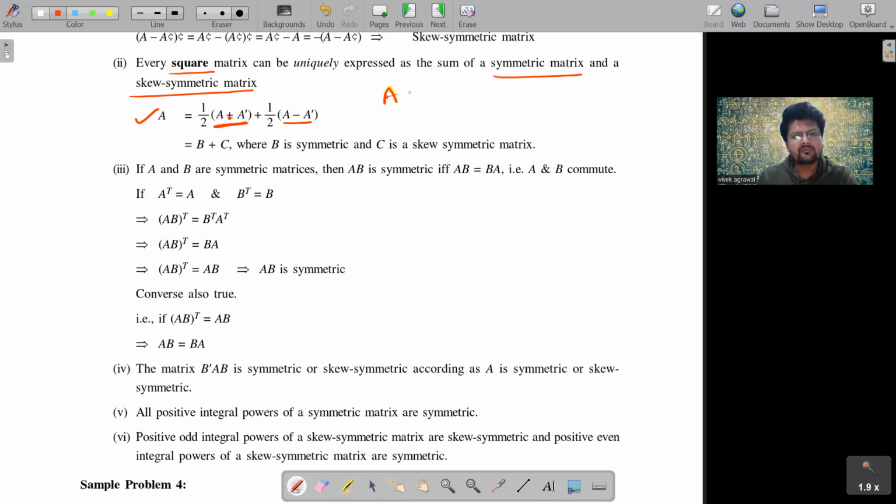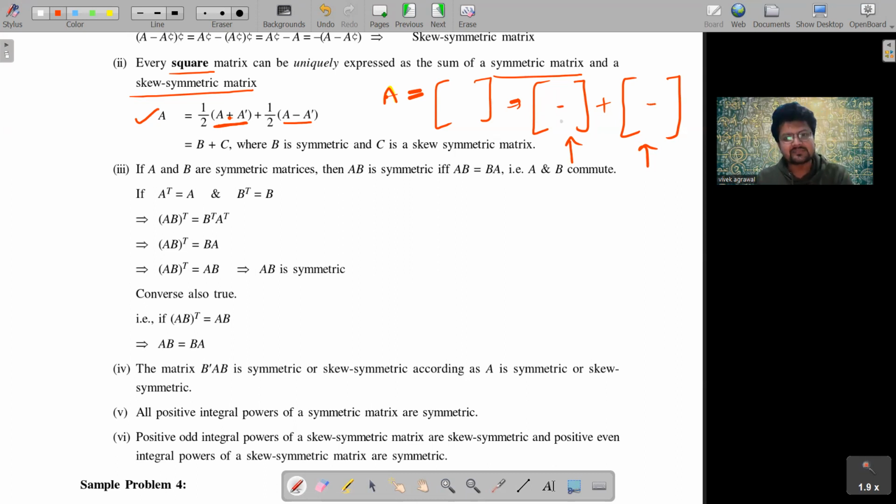Let me tell you. We have done nothing but take a simple matrix and break it into two different matrices. If you add these two matrices, you'll get the same original matrix. And you have divided it in such a way that this particular matrix is a symmetric matrix and this particular matrix is a skew symmetric matrix, in simple words.